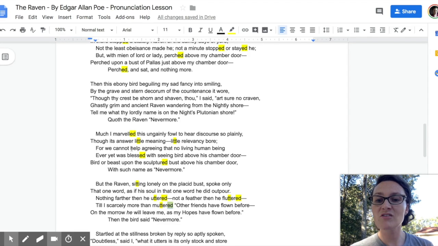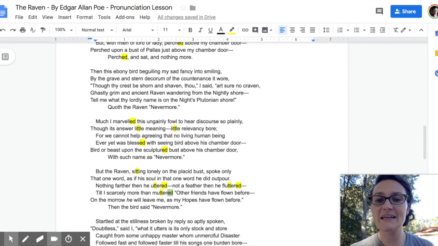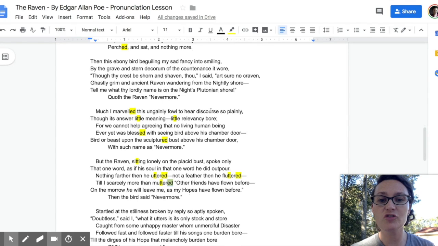Much I marveled this ungainly fowl to hear discourse so plainly, though its answer little meaning, little relevancy bore. For we cannot help agreeing that no living human being ever yet so blessed with seeing bird above his chamber door, bird or beast upon the sculptured bust above his chamber door, with such name as Nevermore.